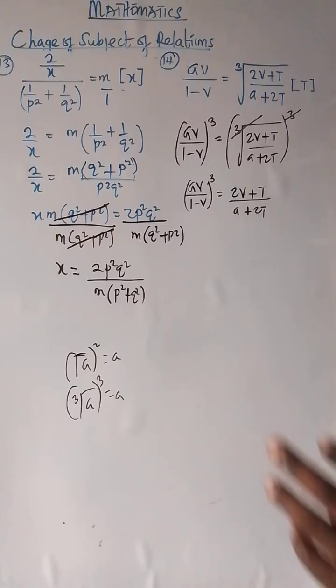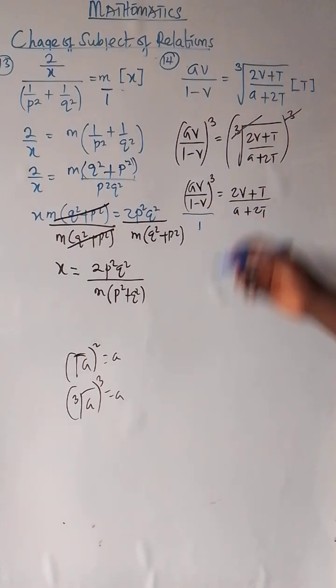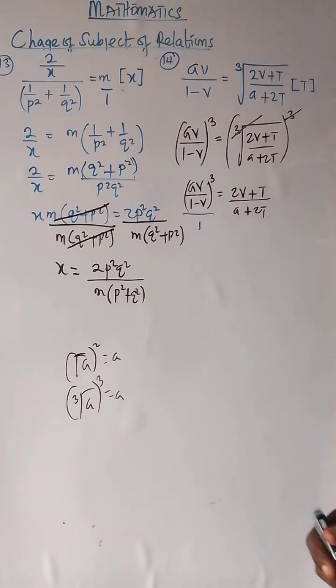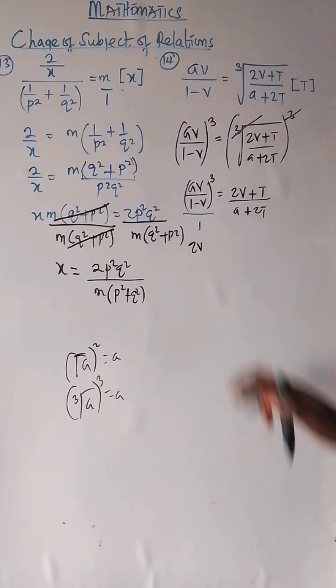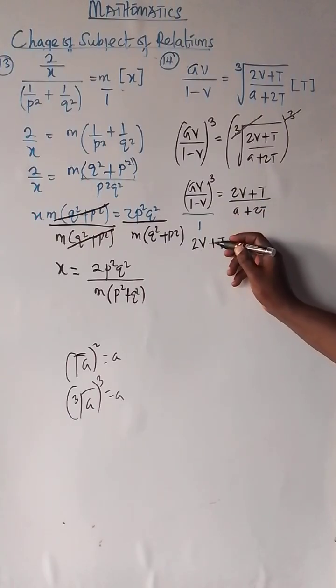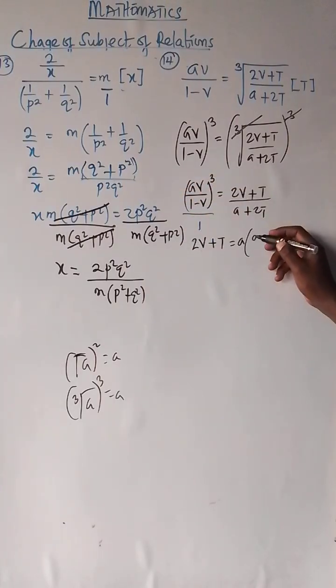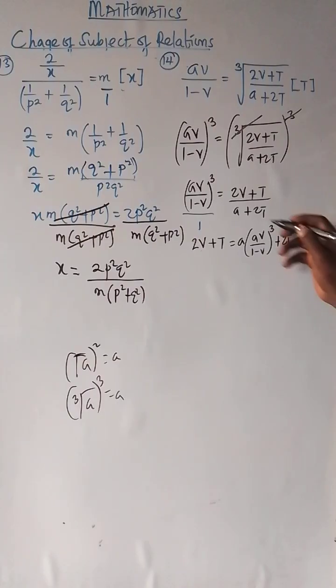Okay, let's leave it this way first. To leave it this way, I can write everything as over 1. So we can multiply. So 2v times 1, we have 2v. Then t times 1, we have t. Then a multiplies the whole of this, so this equals a into av over 1 minus v cubed. Then 2t can also multiply it, having 2t multiplying the whole of that. That's what? av over 1 minus v all cube.